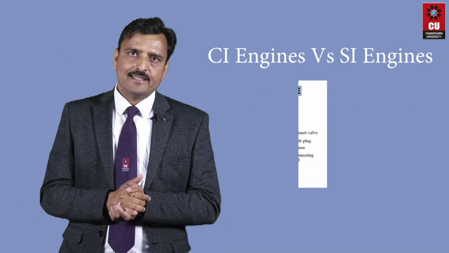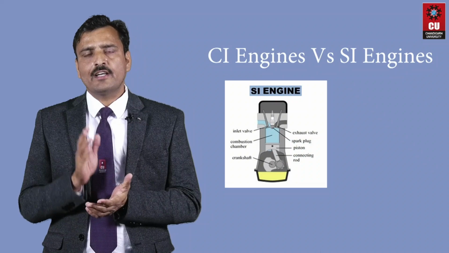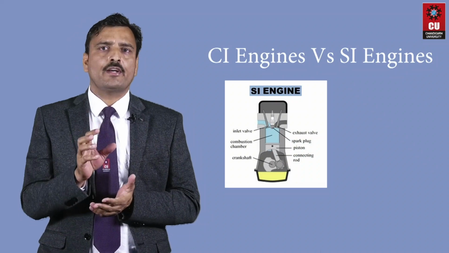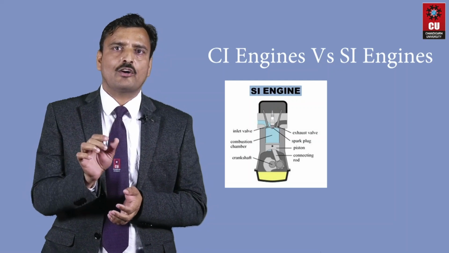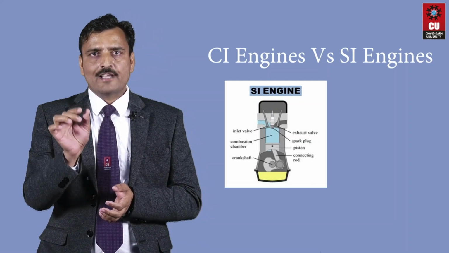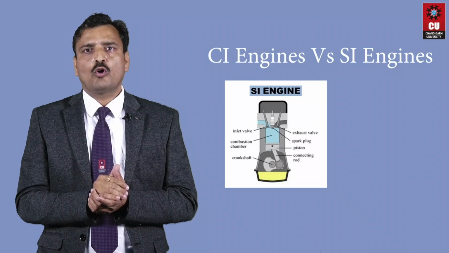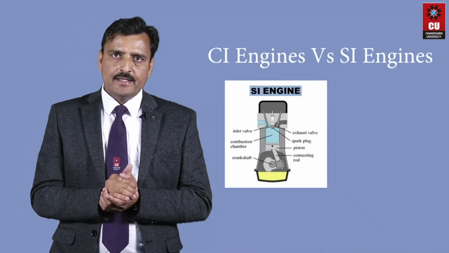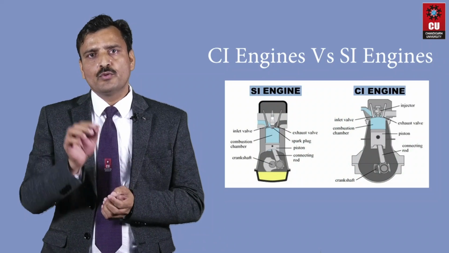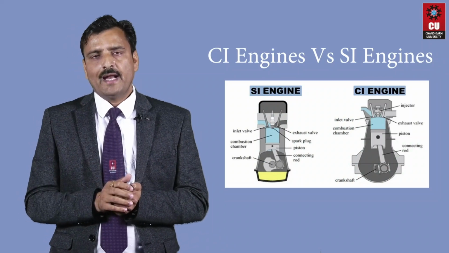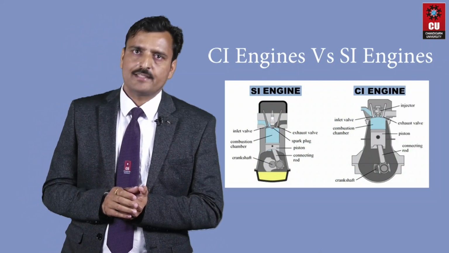So an SI engine is an internal combustion engine that operates on the principle of spark ignition. It uses petrol or gasoline and utilizes the Otto cycle. A diesel engine is an internal combustion engine which uses diesel fuel and operates on the diesel cycle.